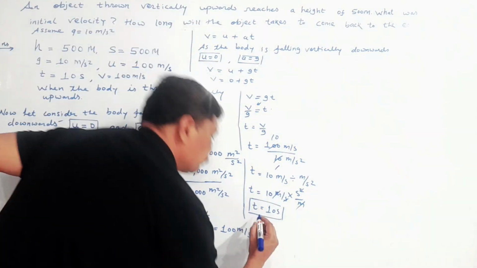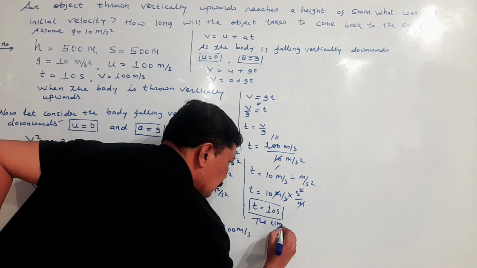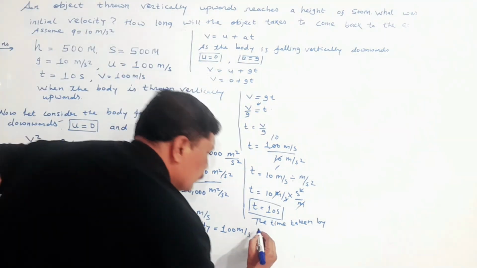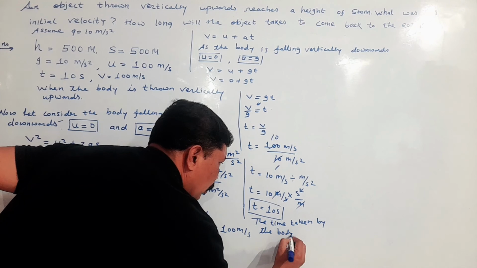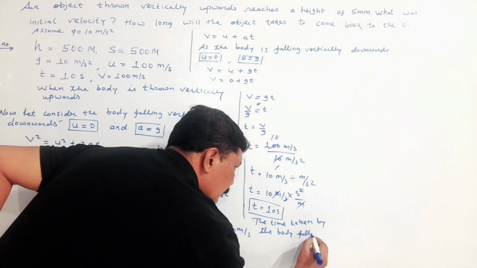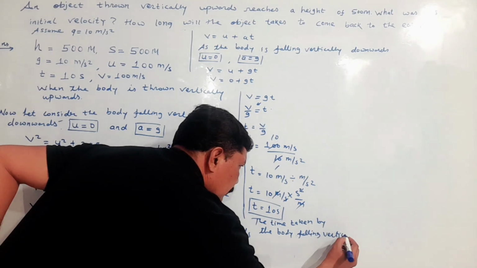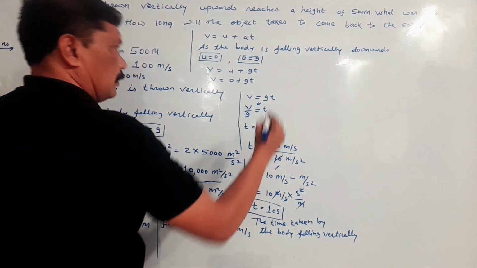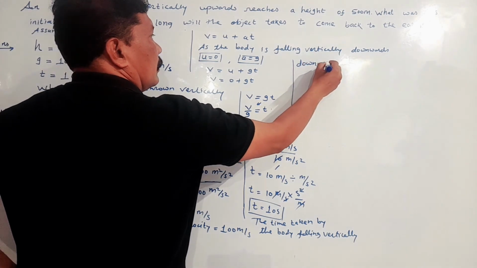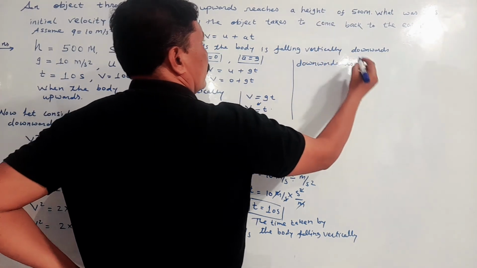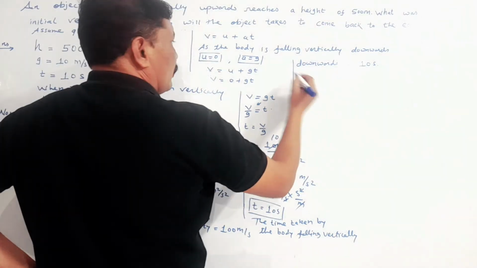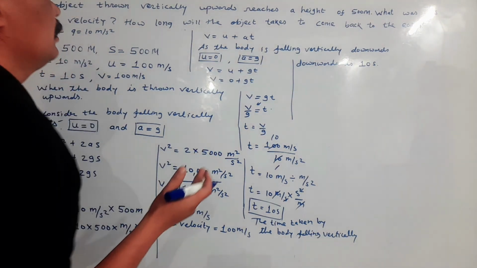So we can write here the time taken by the body falling vertically downward is 10 seconds.